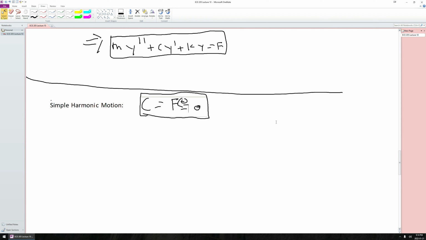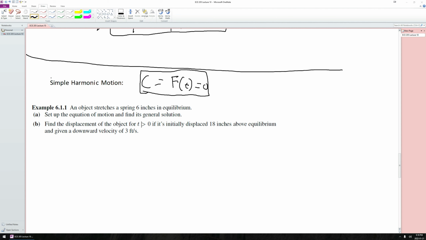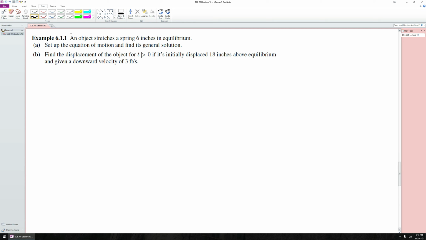So let's look at one of the examples of the book and get started. For this problem, we're told that an object stretches a spring 6 inches in equilibrium. In part A, we want to set up an equation of motion and find its general solution, and then we'll discuss part B once we get there. So what does it mean for this object to stretch a spring 6 inches in equilibrium? Well, let's first just draw a picture of this.